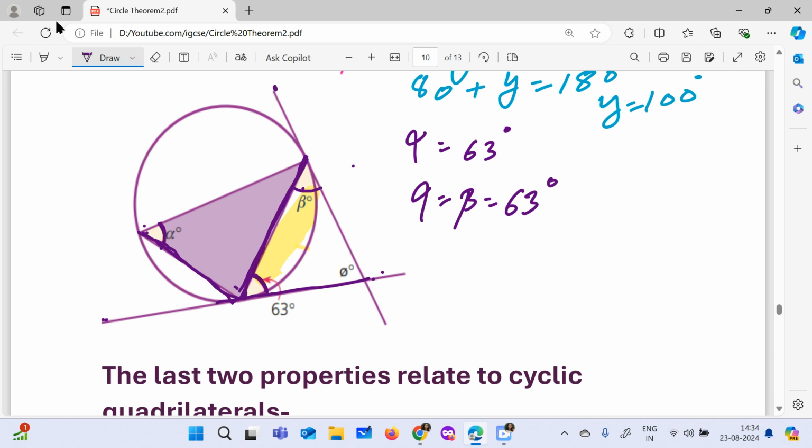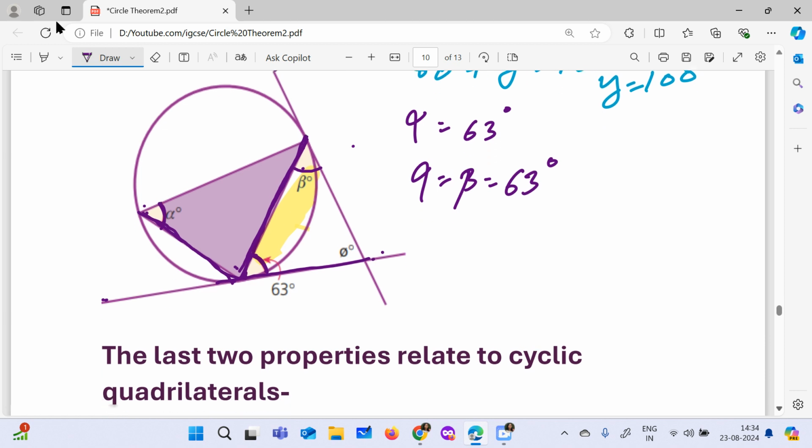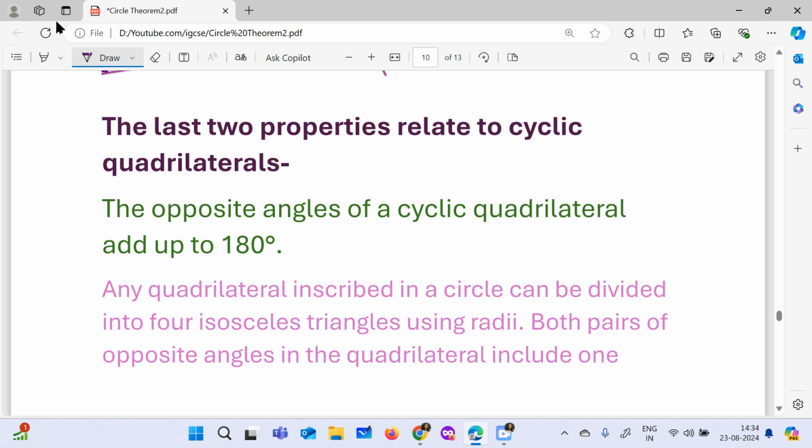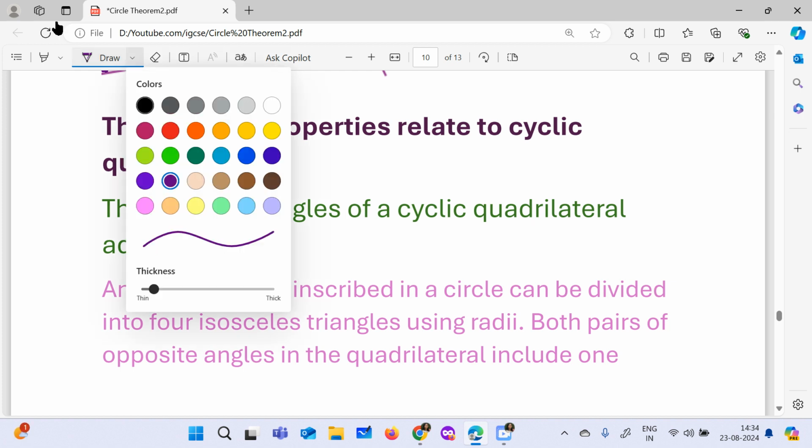Let's go to the next one. Now we have the cyclic properties. The last two properties relate to cyclic quadrilaterals. The opposite angles of a cyclic quadrilateral add up to 180 degrees. Now you must know what a cyclic quadrilateral is. Any idea what a cyclic quadrilateral is?